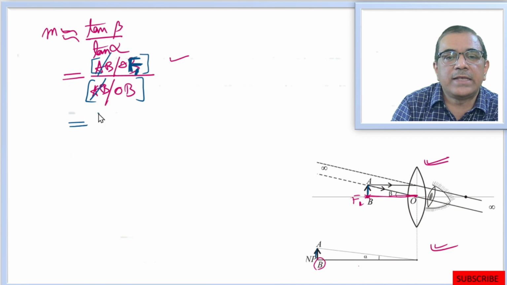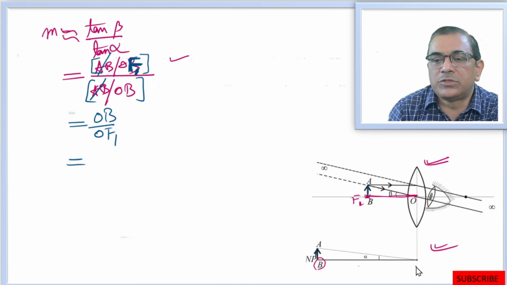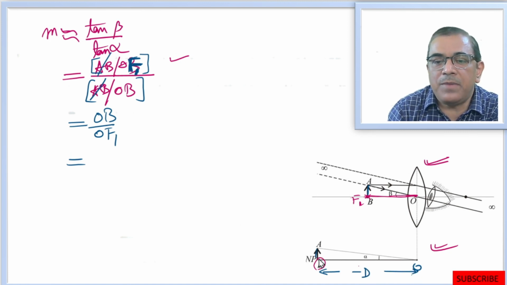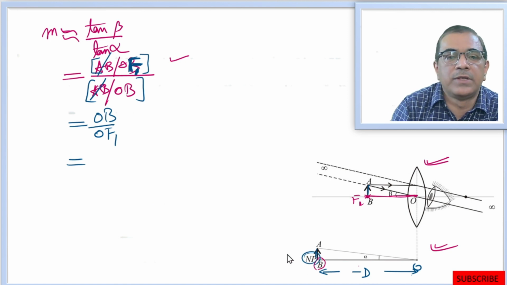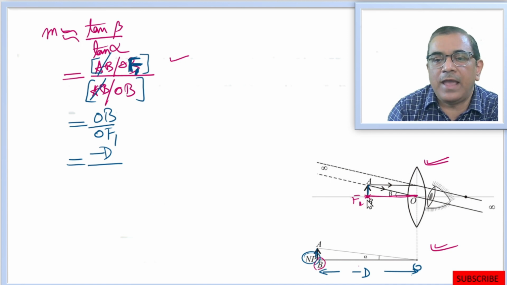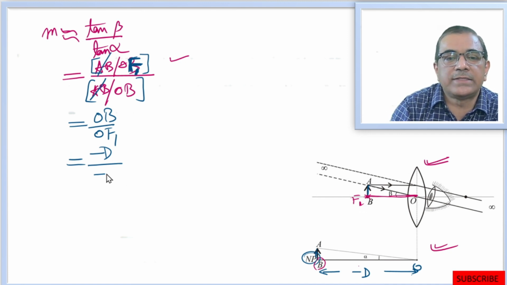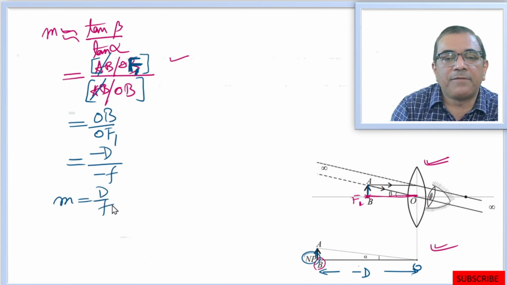So what do I get? This is OB by OF1, and OB happens to be minus D, because point B is at the near point. So this is minus D, and OF1, F1 happens to be the first focus, and that is why I should be writing this as minus F. So M in this case is equal to D by F.